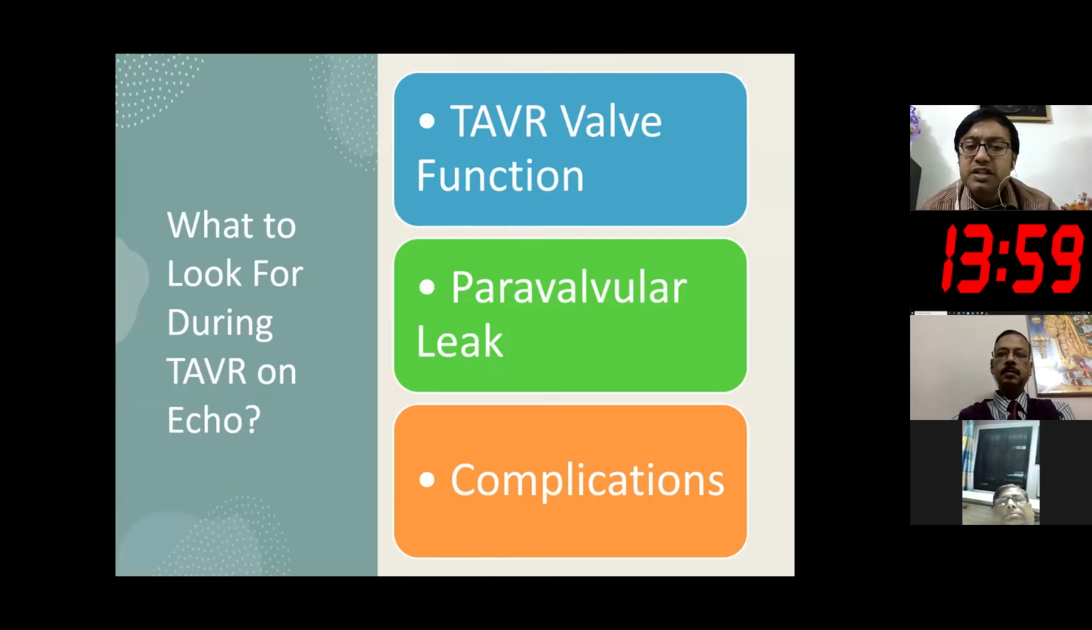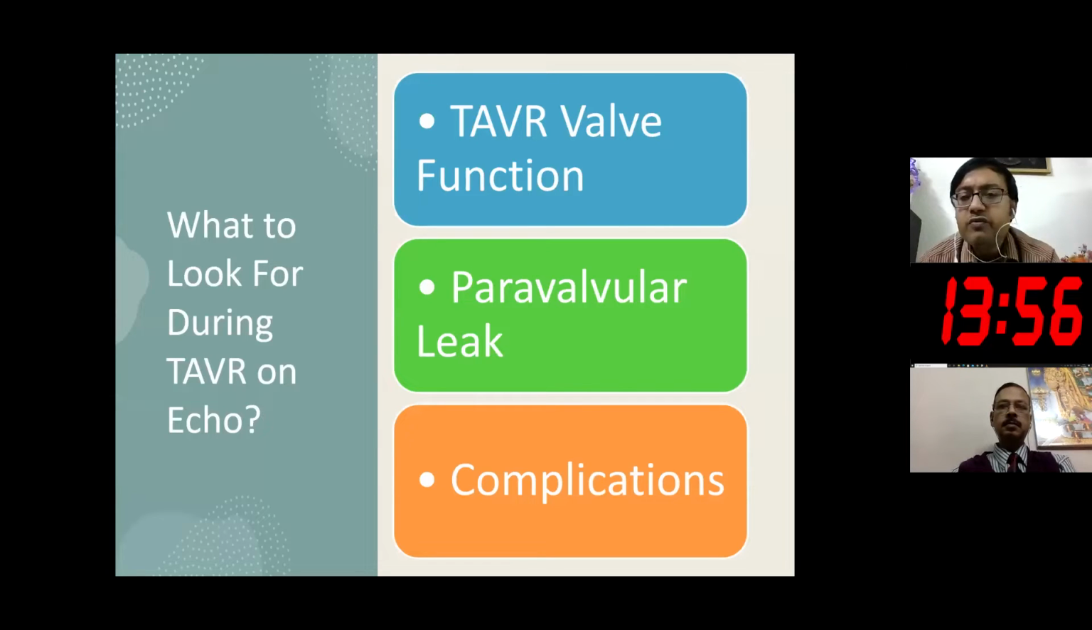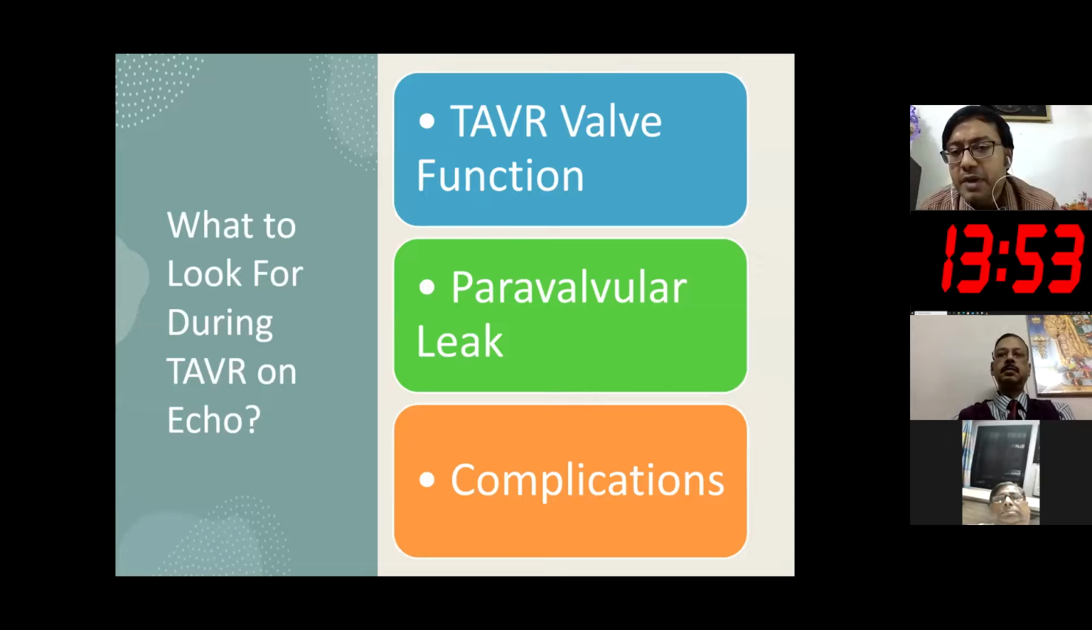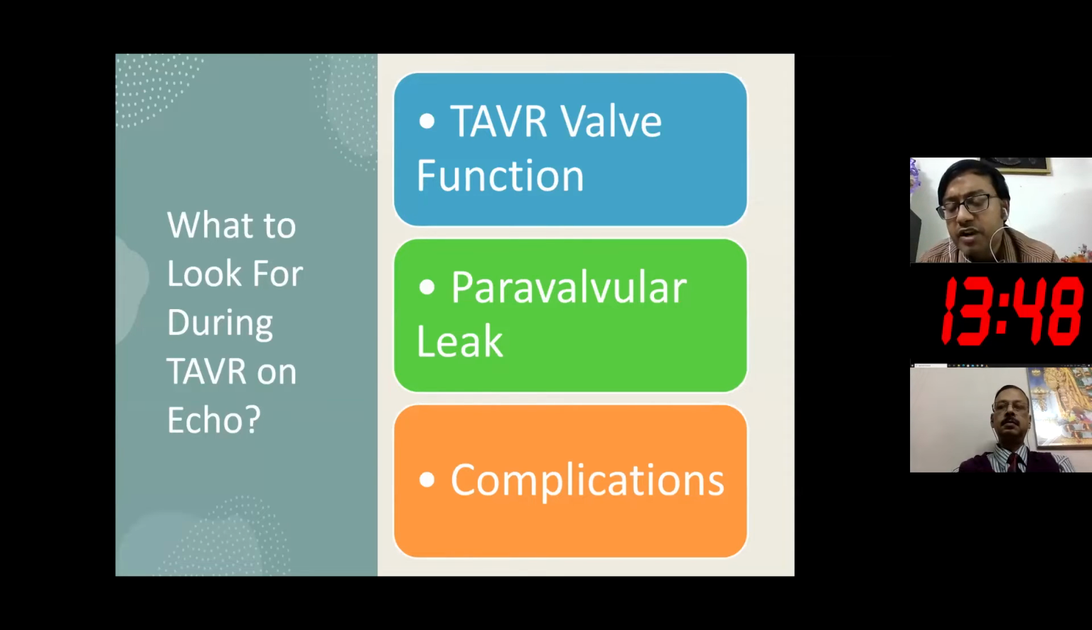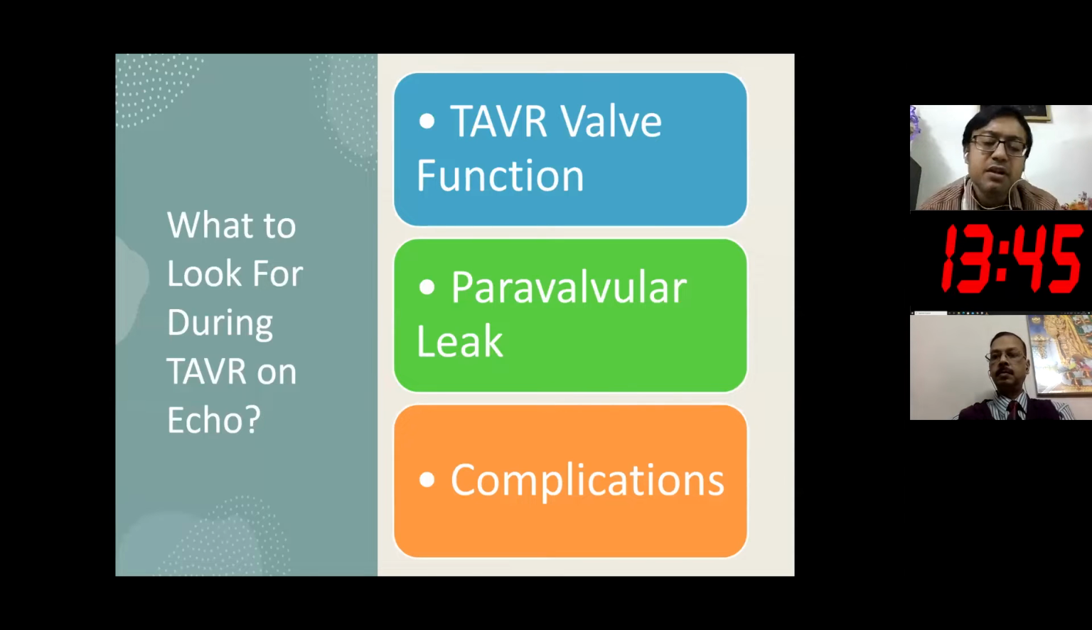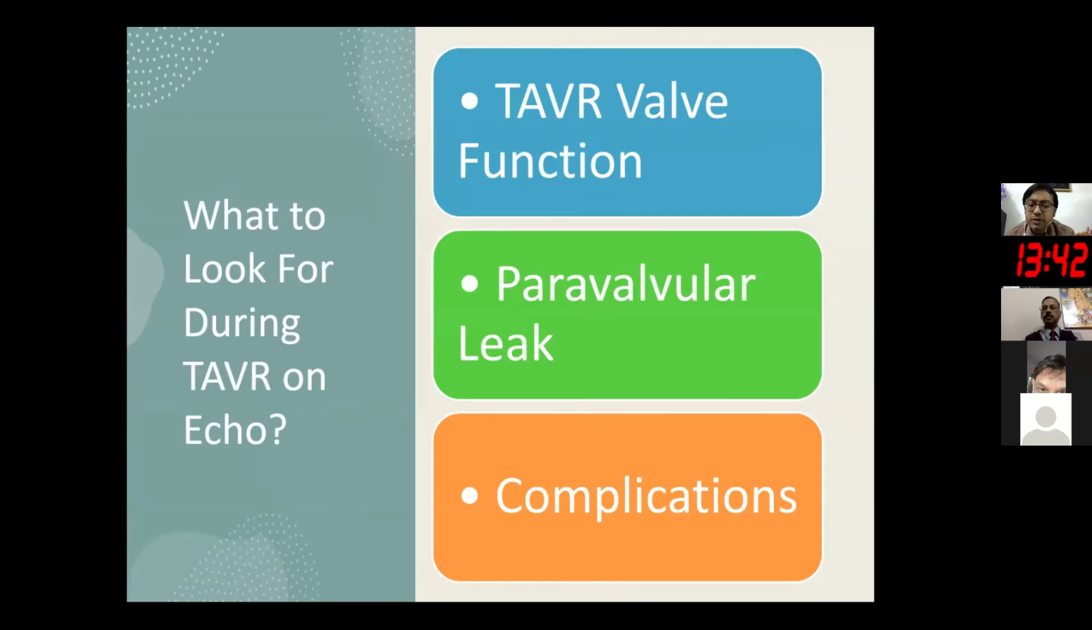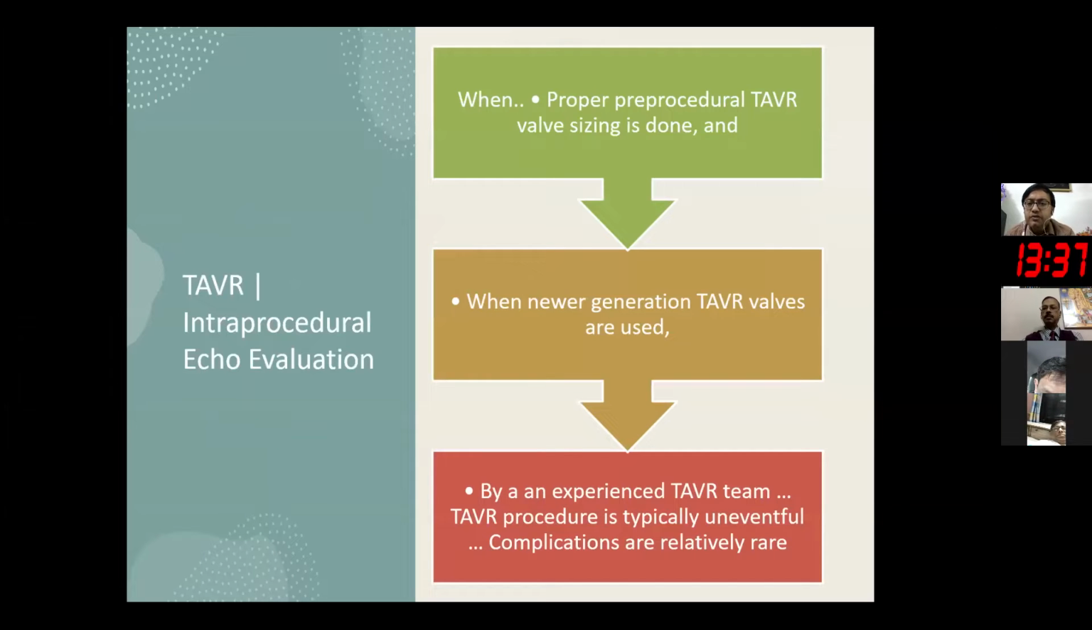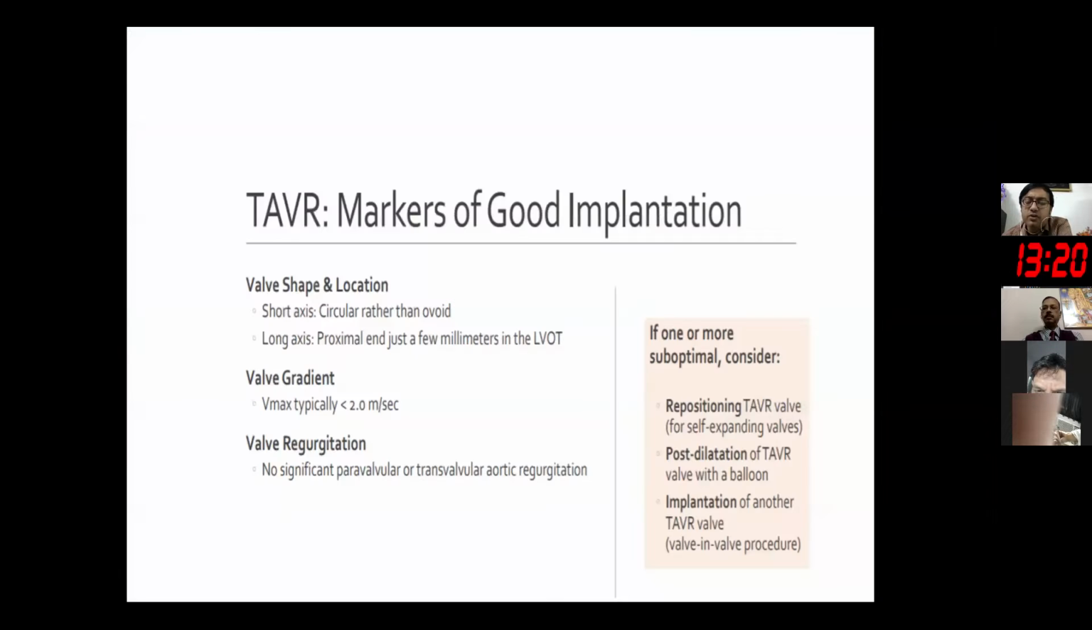So what to look for during TAVR on echo? During TAVR, we have to look for the TAVR valve function, whether there is any paravalvular leak immediately after the valve implantation, and the immediate development of any complications in the form of impingement onto the coronary ostium or valve slippage within the LV cavity. Intra-procedural echo evaluation, mainly done through transesophageal echocardiography, is also important to check whether proper pre-procedural valve sizing was done. When newer generation valves or self-expanding valves are used by an experienced TAVR team, it is usually uneventful and complications are rare.